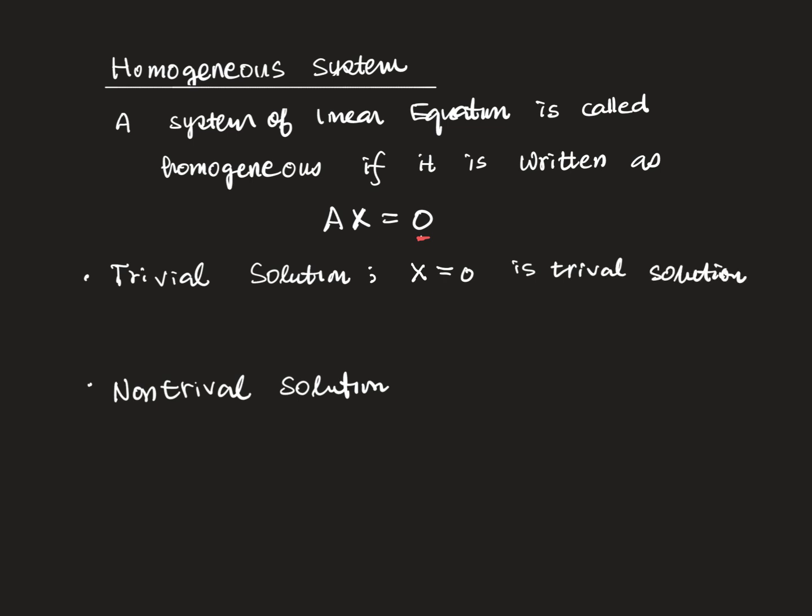A non-trivial solution means there is a non-zero x value that satisfies the equation Ax equals 0. We call this x a non-trivial solution. So I'm going to give some examples about this.